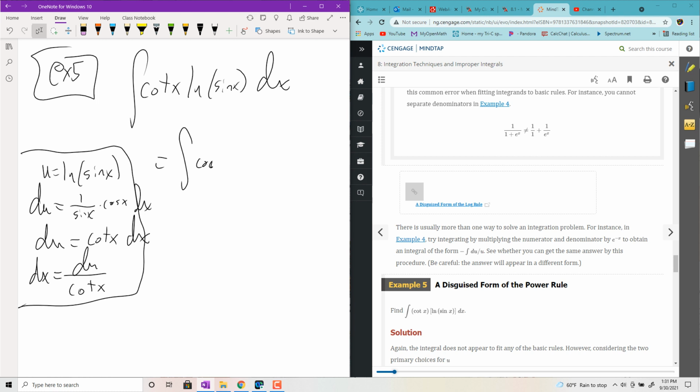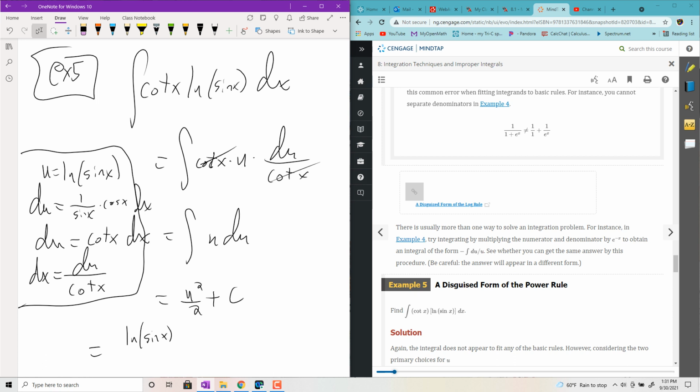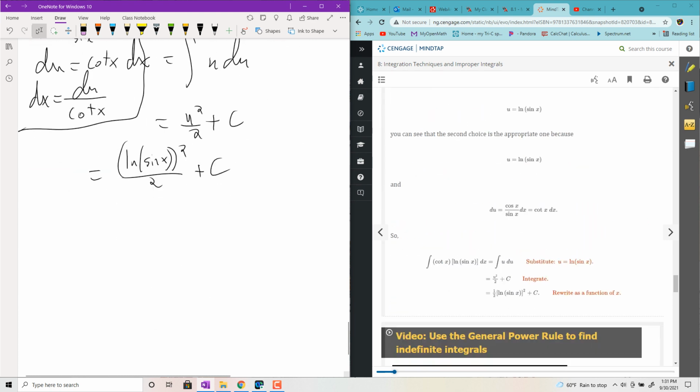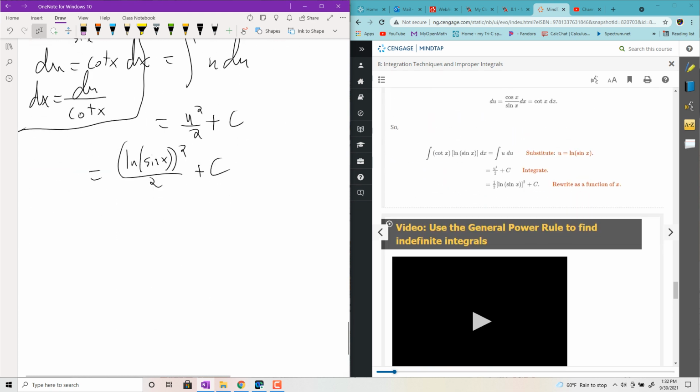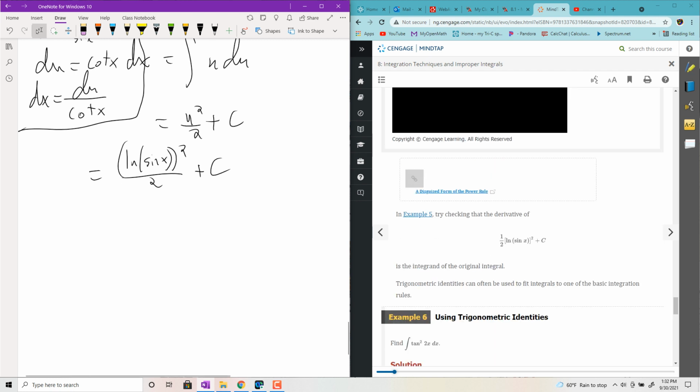So you get the integral of cotan x times u times du all over cotan x. So the cotans cancel and you get u du. So you get u squared over 2 plus c. And of course, back subbing, ln of sine x, all of that squared, all over 2 plus c. It's not a big deal. Don't sweat it, I think maybe is the sort of moral of that example.